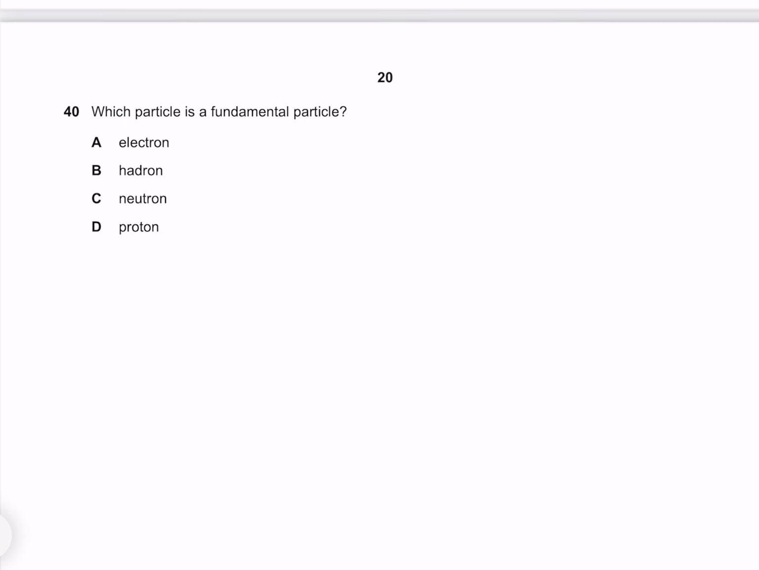Which particle is a fundamental particle? Which is the electron? And we're done.